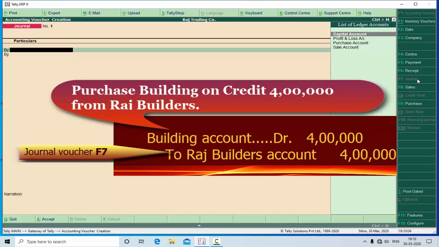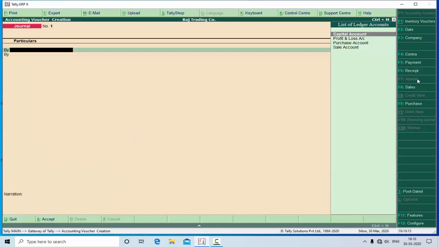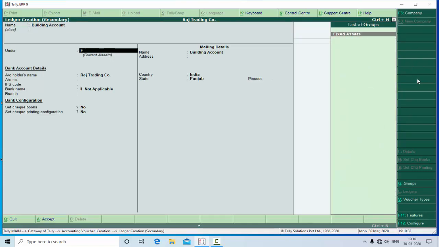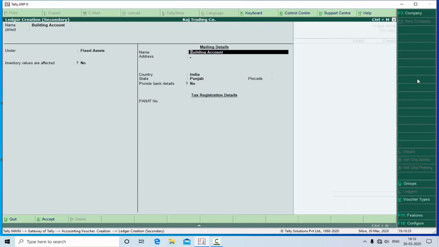You have to learn and understand. In sale, only goods sold are recorded. In purchase, only goods purchased are recorded. And if any asset is purchased on credit, or an asset is sold on credit, any entry which is not related to just sale, purchase, receipt, payment, or contra, that entry will be recorded in the journal voucher. So here we will create the account of building account, that will go in fixed assets. I think you understand.